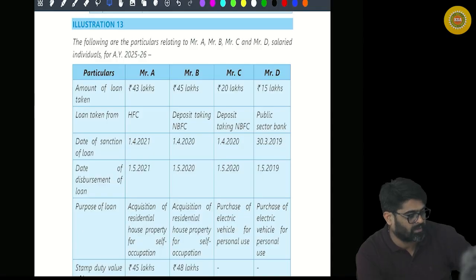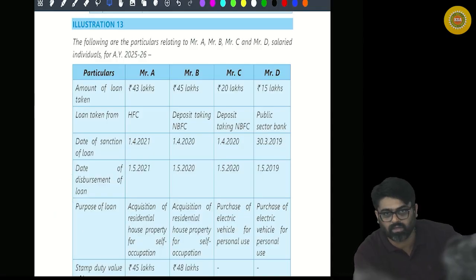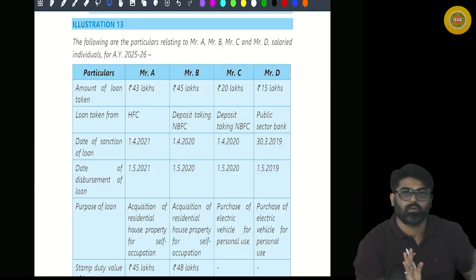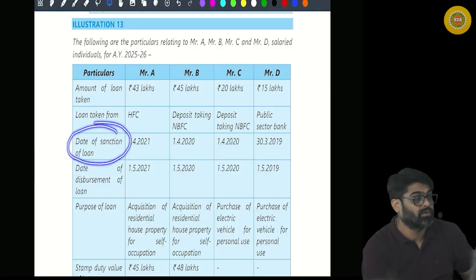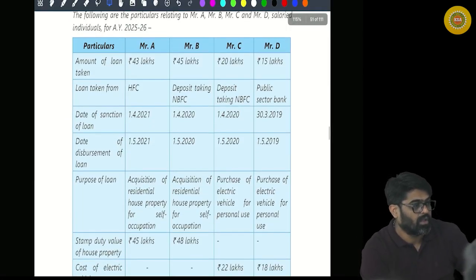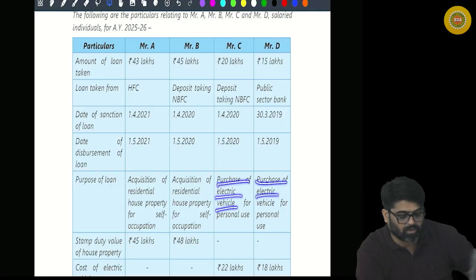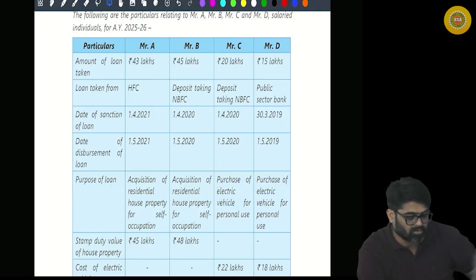Date of disbursement. I don't have to see the date of disbursement, meaning when the bank has given you the loan in your hands. It is not relevant. Always check the sanction date. Purpose of loan. For what purpose was the loan taken? Acquisition of, for self-occupation. This is also for acquisition of residential house property. This was for purchase of electric vehicle and this was for purchase of electric vehicle for personal use.